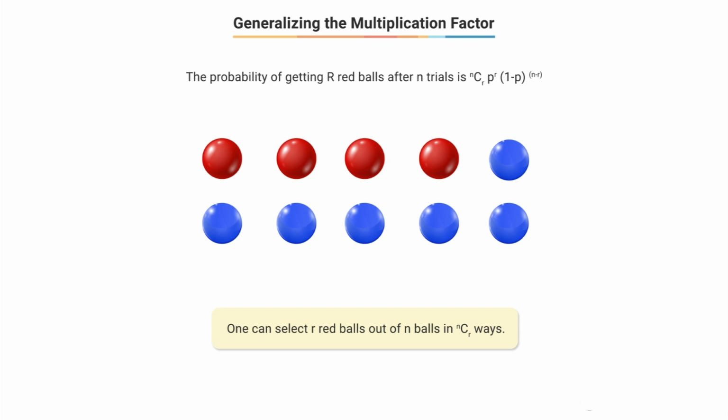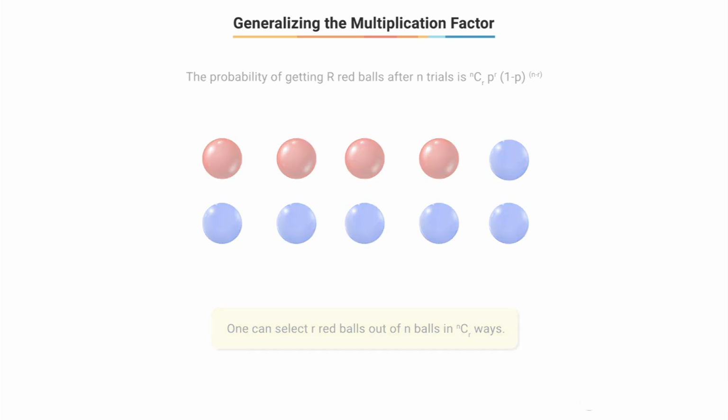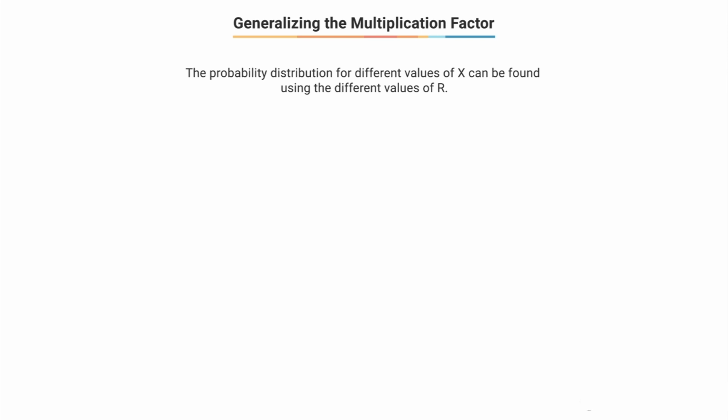Hence, the probability of getting R red balls after n trials is equal to nCr p to the power r into (1 minus p) to the power n minus r. Using this formula for each value of R, that is 0, 1, 2, 3 till n, we can find the probability distribution of our random variable x.